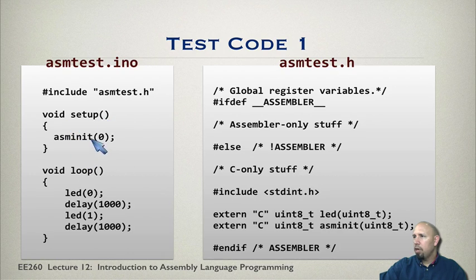In our setup program, we have this init function, which is actually going to be defined in our assembly code. Then we have our loop function, and we have this function LED, which again is going to be defined in our assembly code. Delay is the regular delay function in the Arduino IDE. We set the LED value to 0, delay, set the LED value to 1, delay, and so forth. So it's our basic blink function, but it uses these assembly subroutines.